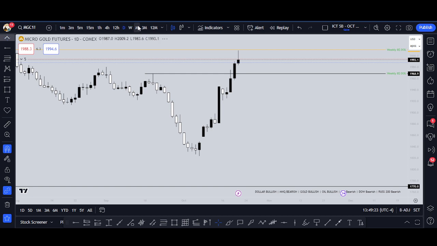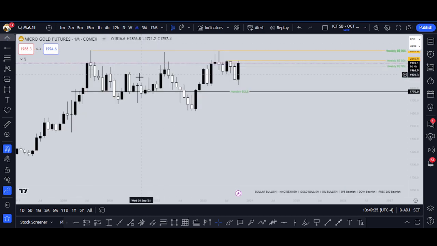Take a look at gold. Take a look at the monthly. Currently ranging in between this low and this high. Here's our equilibrium at 1770. Let's take a look at the weekly.